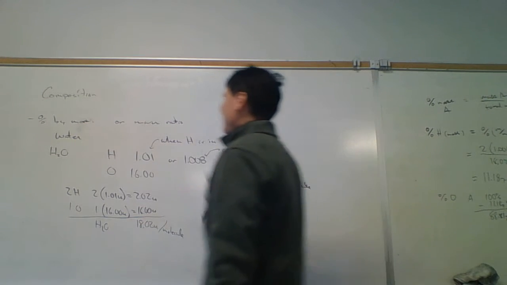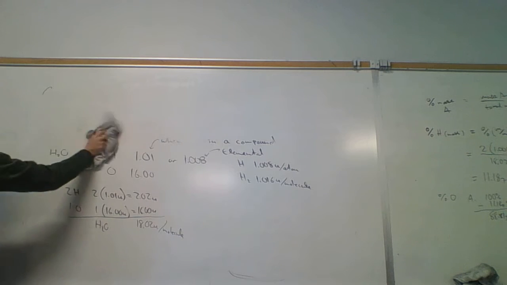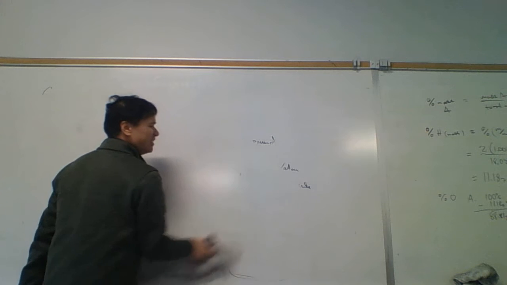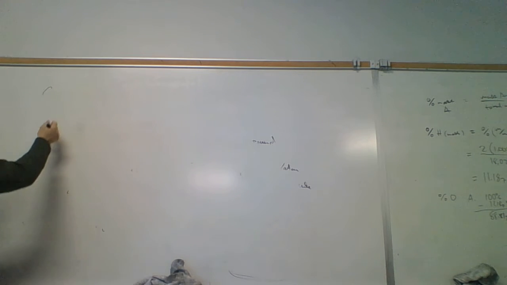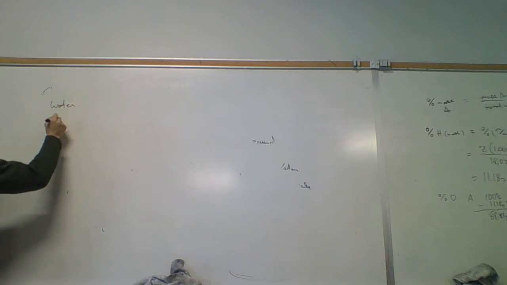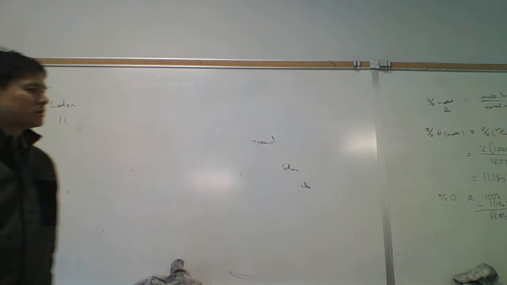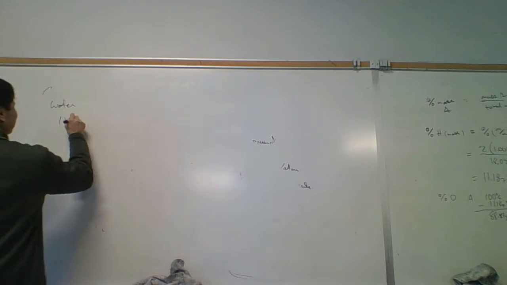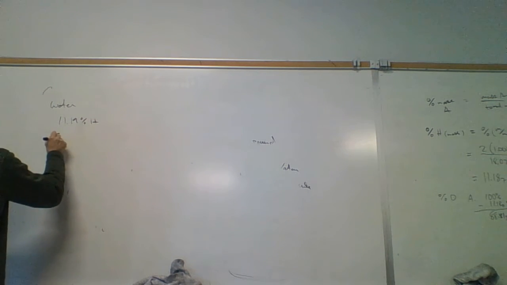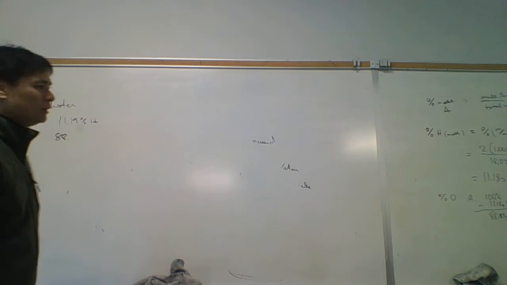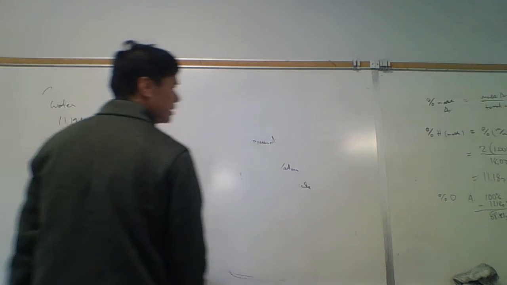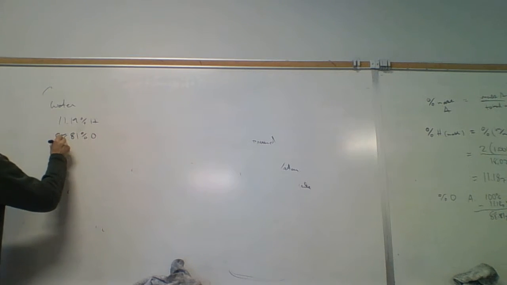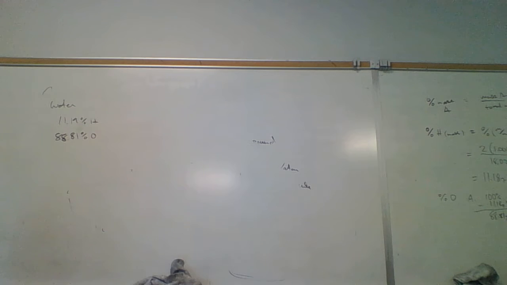And so now we get the composition of water. What is the composition of water? Well, if we want the composition of water, did you know this? Water is 11.19% hydrogen and, let's just go ahead and round it again, 88.81% oxygen. That's what we have.